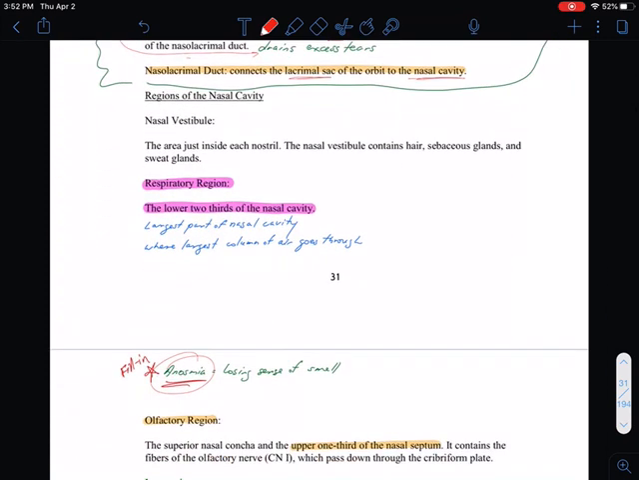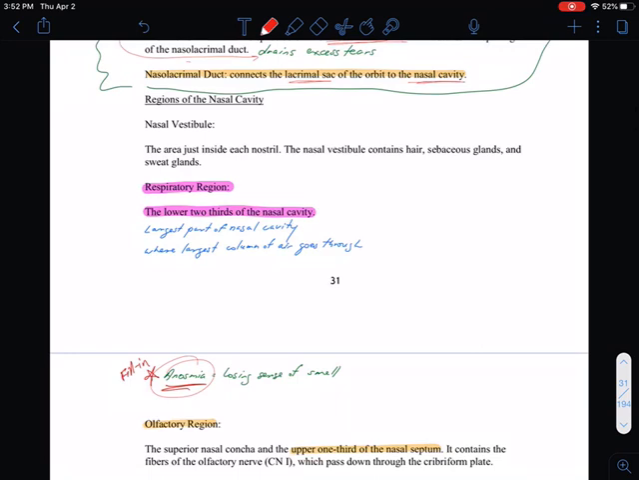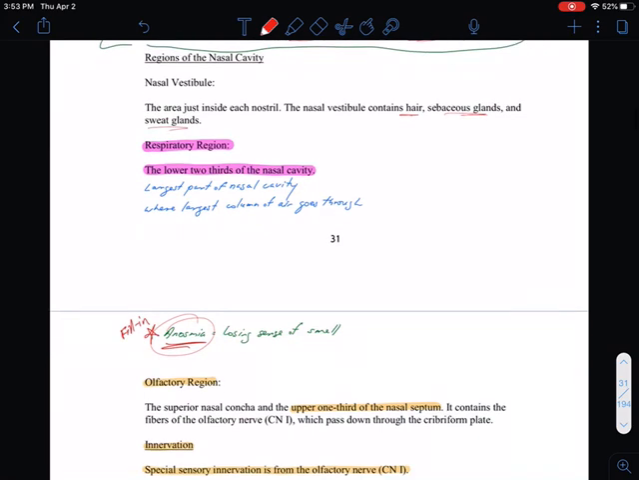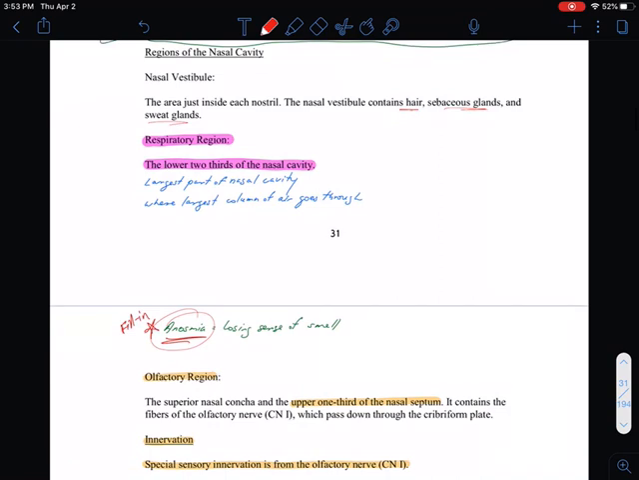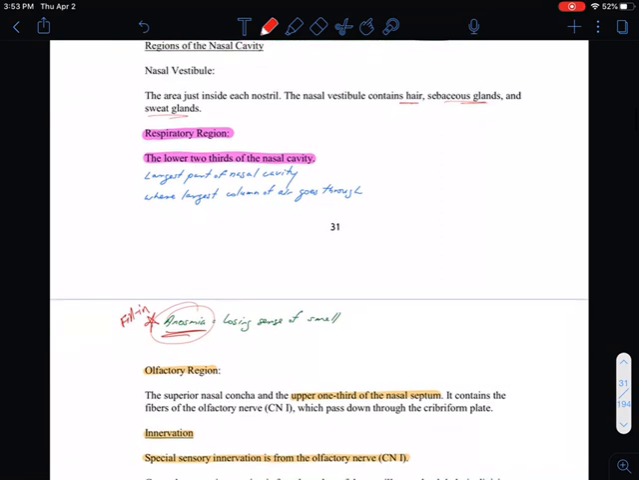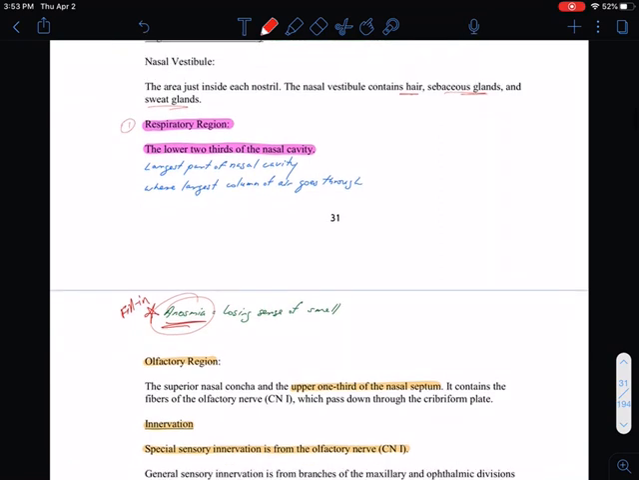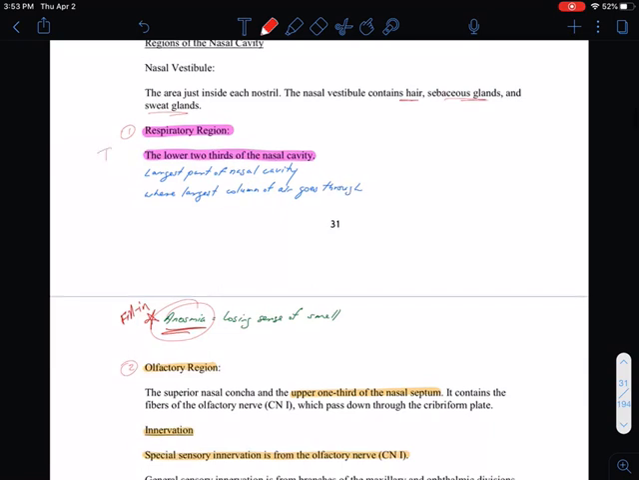Nasal vestibule, area just inside each nostril, so literally just right inside the nostril. That's where you have your hair, sebaceous glands, and sweat glands. Now, as far as the nasal cavity goes, we have two things to differentiate here. We have our respiratory region and our olfactory region. These guys, seen as test questions, know the difference here.